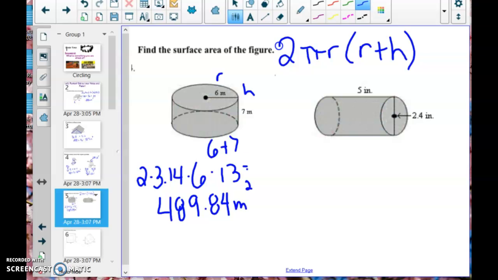489.84 meters squared. Second one's a little bit trickier because I actually need the radius, which would be 1.2 for this one.